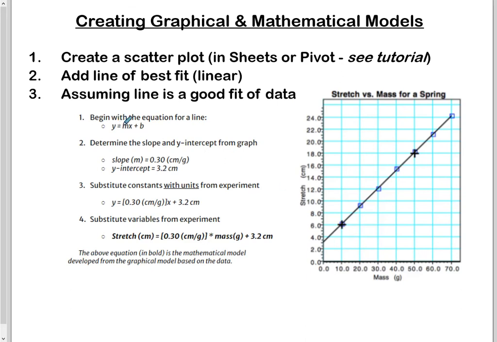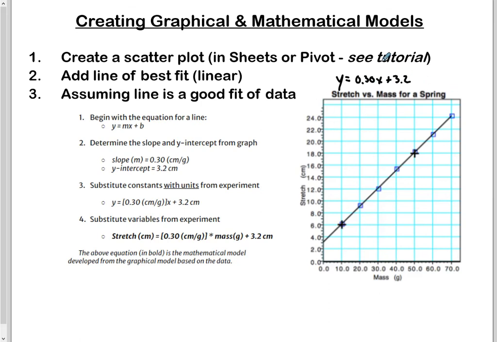I would get an equation. So here I've plugged in some numbers. I would get the equation for this line. The computer will tell me that, and it'll give it to me in the equation y equals mx plus b. So when I do that, the equation that this gives me is, and I guess I forgot to put it on the screen, but the computer spits out at me, it says y equals 0.30x plus 3.2. So that's the equation that the computer gave me.